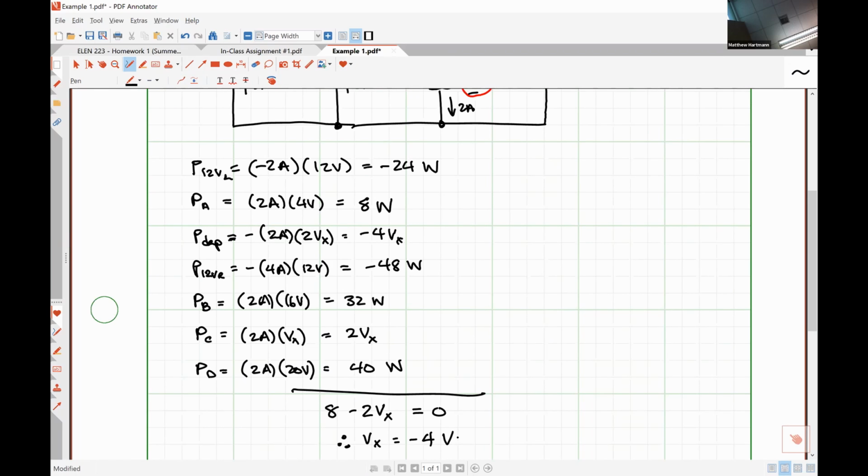No, I didn't do it. It's positive 4 volts. If I move 2 Vx to the right-hand side, divide both sides by 2, 8 over 2 is equal to Vx. Yeah, okay, that's right.